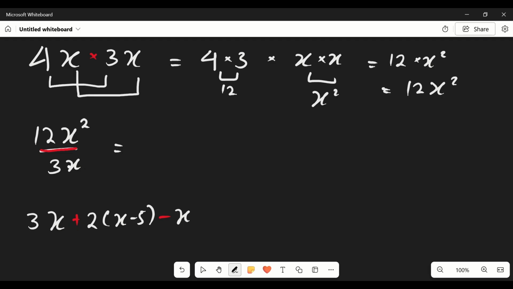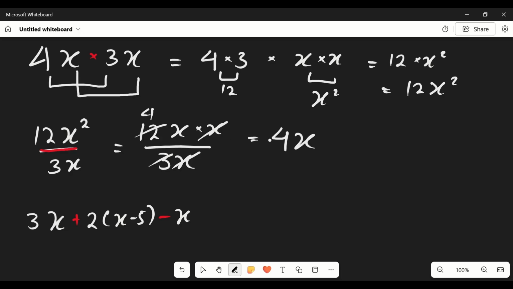12x squared divided by 3x. We can write x squared in this way, because x times x equals x squared, and all over 3x. And we can cancel this out. Then we have 12 divided by 3 is just equal to 4, and x remains, so we get 4x.